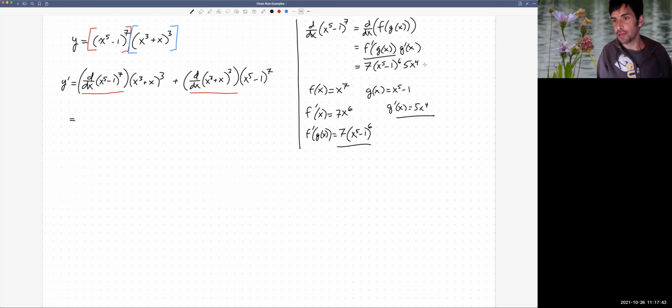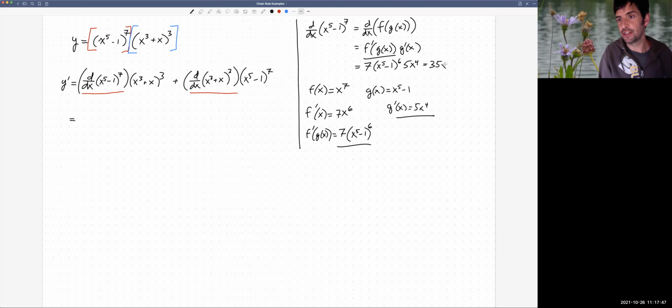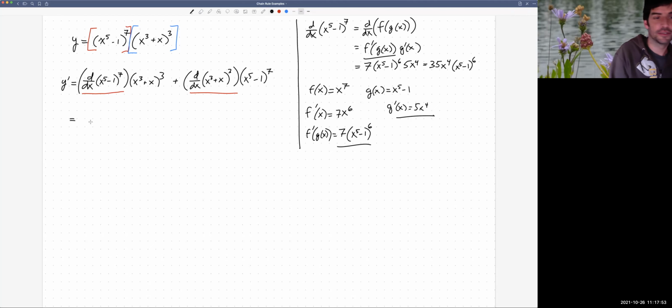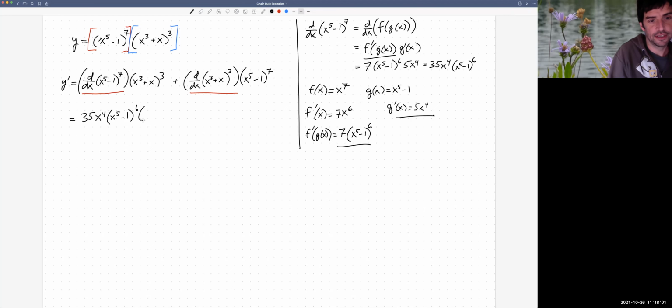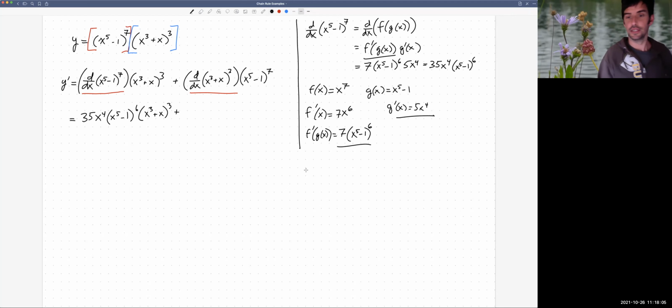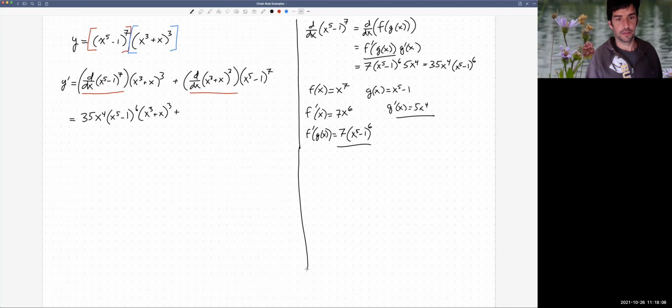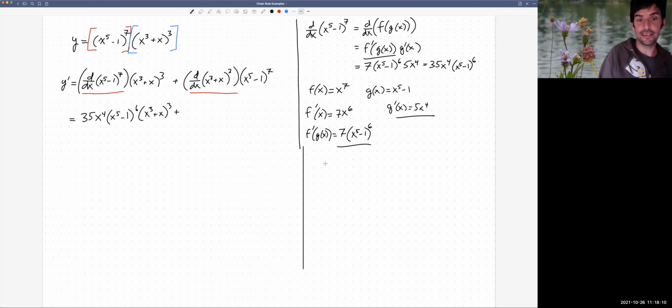And let's make it a little bit simpler. I can write this as, let's call it 35x to the 4th times x to the 5th minus 1 to the 6th. So I have 35 x to the 4th, x to the 5th minus 1 to the 6th, times x cubed plus x, cubed. All right, now we need this second derivative.